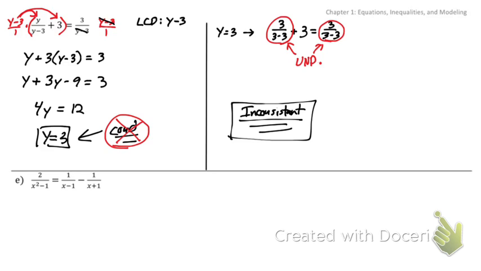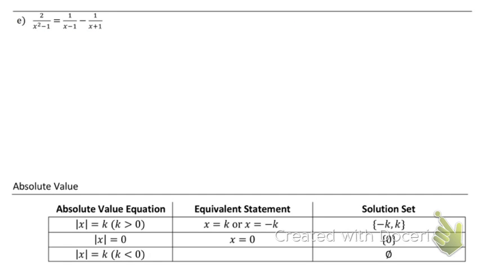All right, our next one. We have 2 over x squared minus 1 equals 1 over x minus 1 minus 1 over x plus 1. Now, I said one of the tricks is to multiply all your denominators together. So one method you could do, you could have x squared minus 1 times x minus 1 times x plus 1. That is not the simplest way to handle this one. Tali, what's the easier thing to multiply on both sides?